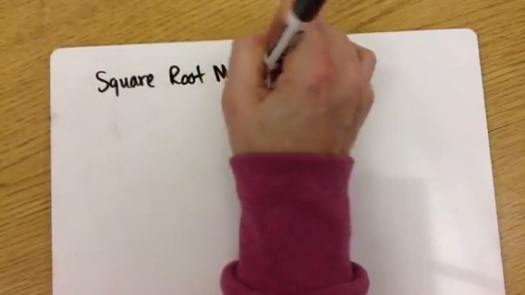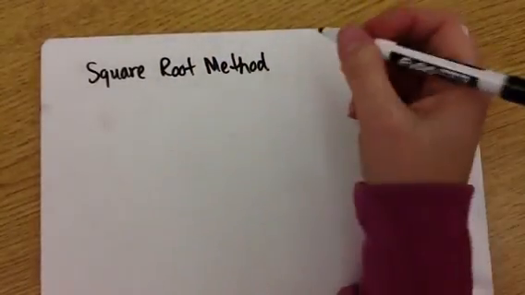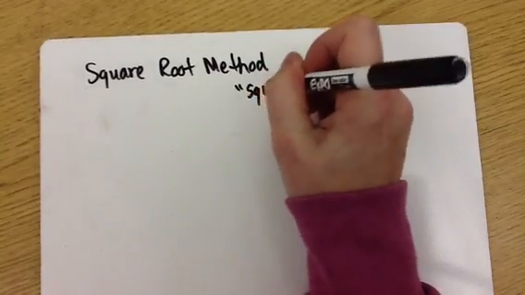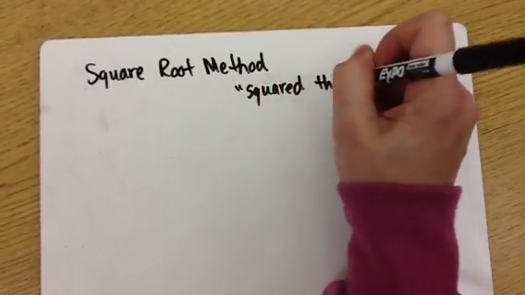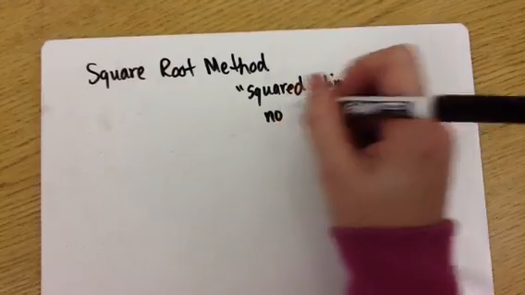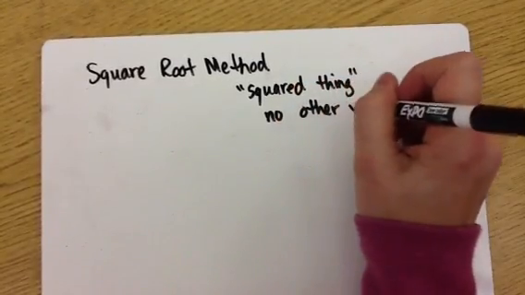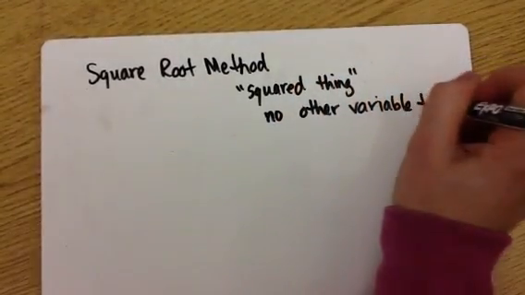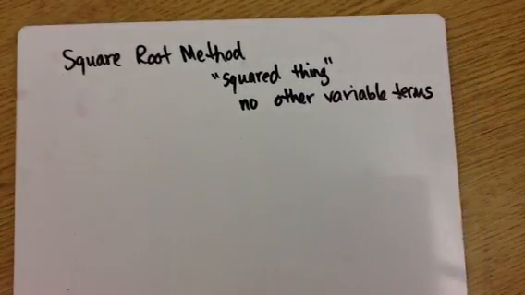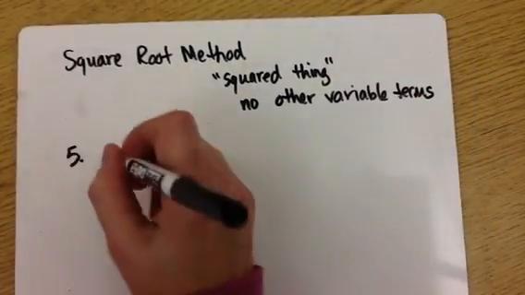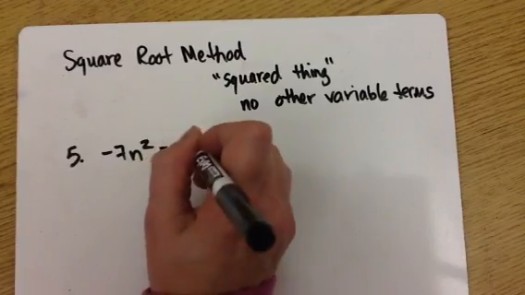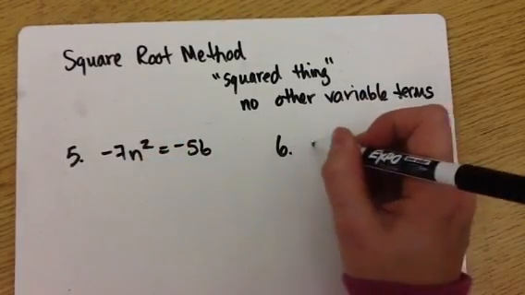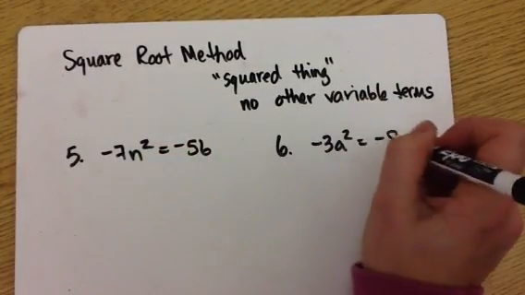The next method we're going to use to solve quadratic equations is the square root method. And the square root method works when there's a squared thing but no x term. So no other variable terms. So let's see an example. Number 5, we have negative 7n squared equals negative 56. Number 6, negative 3a squared equals negative 87.